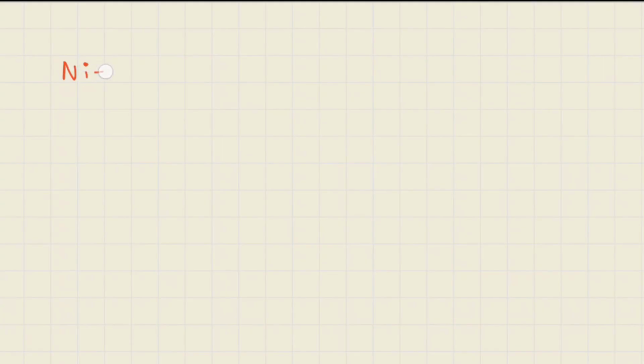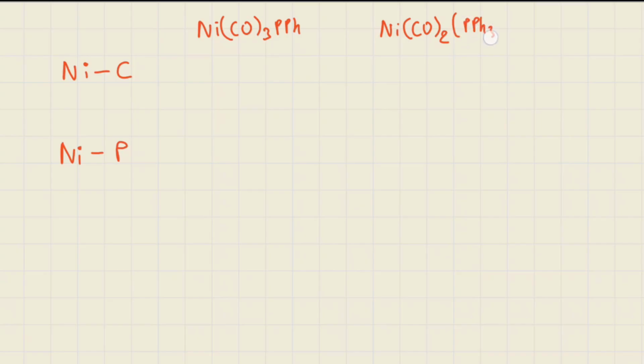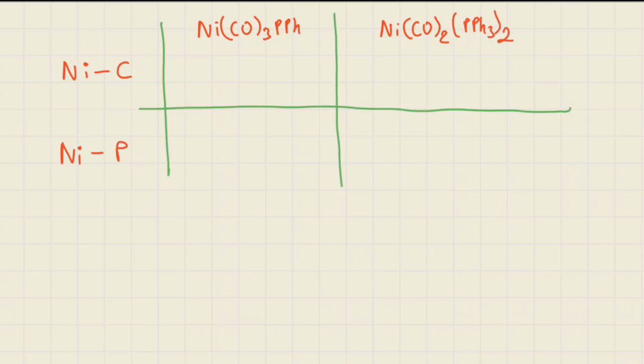So I want to make a table to explain the question more easily. Firstly, we have a nickel carbon bond and we have a nickel phosphorus bond, and we have two different complexes. So the nickel carbon bond is longer for this complex. The reason is that there is less pi back bonding, and nickel phosphorus is shorter. The reason is that there is less steric hindrance.